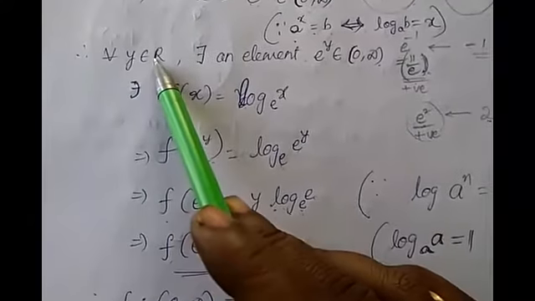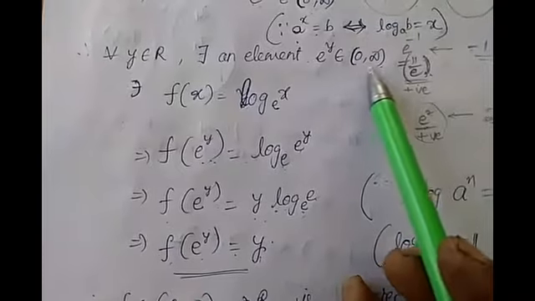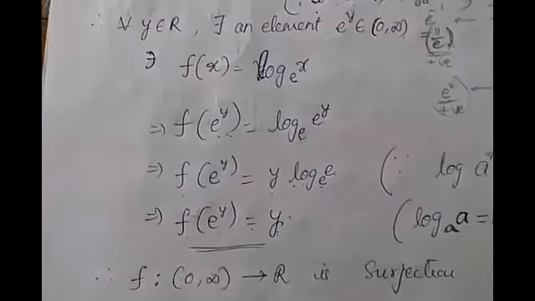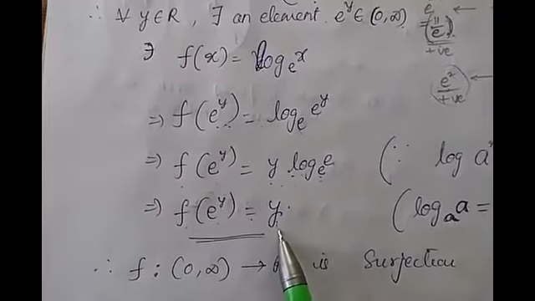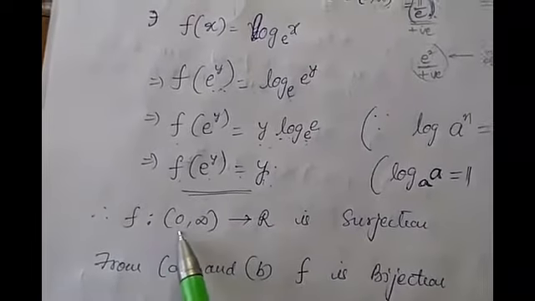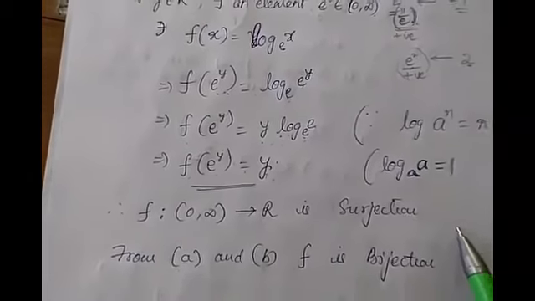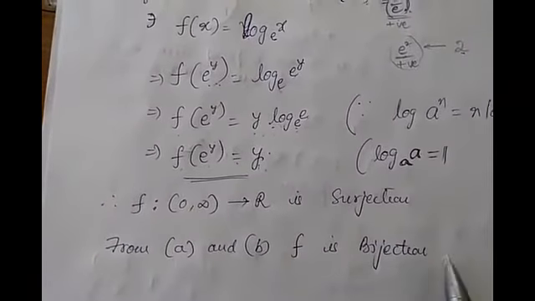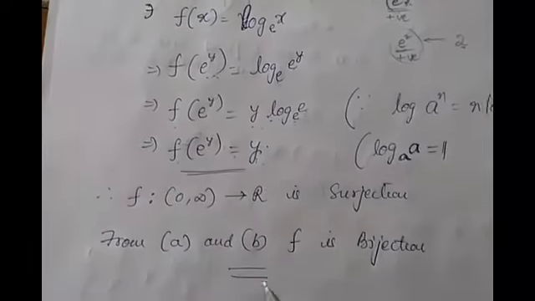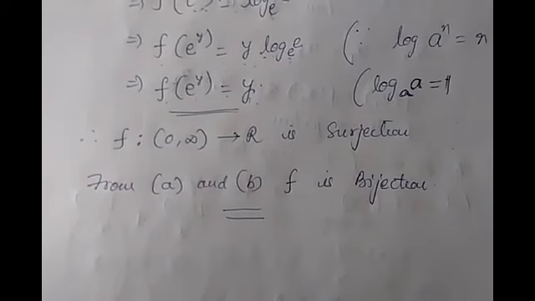For every y belongs to R in the codomain, there exists an element e power y belonging to the open interval 0, infinity such that f of e power y is equal to y. So finally you conclude that the function f from the open interval 0, infinity to R is a surjection. Now from A and B, f is a bijection. Okay, we will continue the remaining problems in the next video.